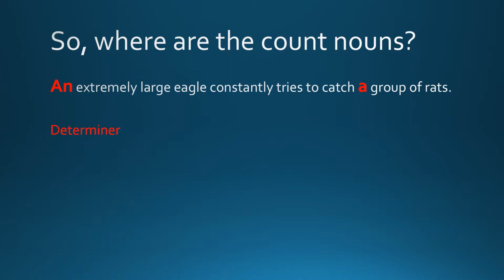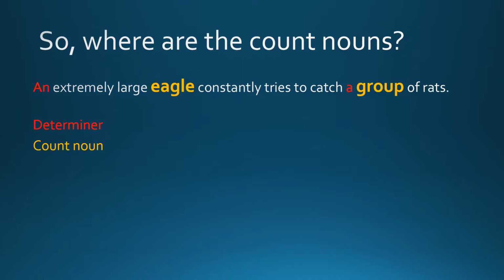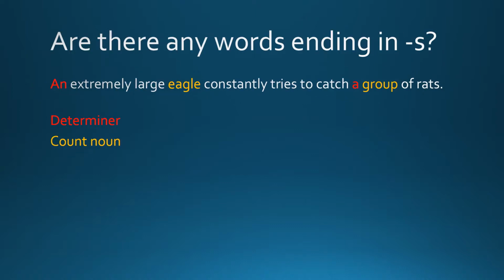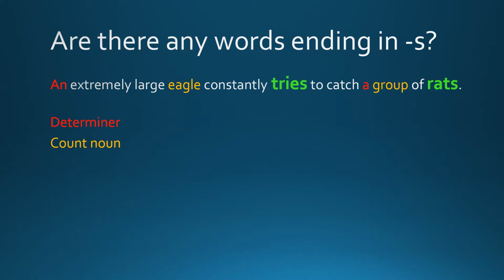And we've got a group of rats. A what? A group. Yeah, and of rats tells us what kind of group it is. So the count noun that goes with there is group. So just by looking for indefinite articles, we found two count nouns as well. Okay, so that's where we've already identified 4 words. So now let's try another question. Are there any words ending in S? So let's have a look. Yes, there are 2. There we have tries and we have rats.